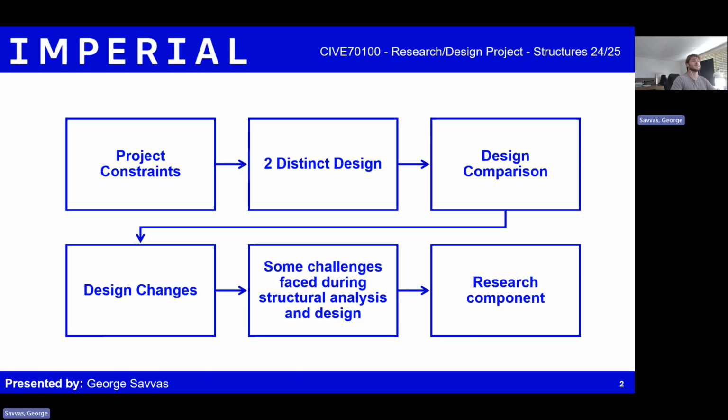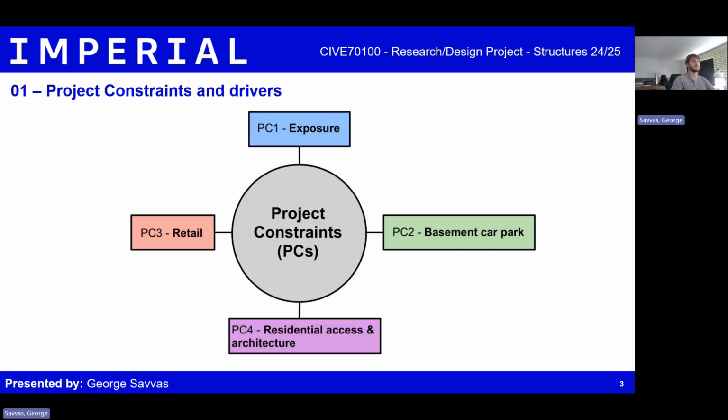Before beginning, I would like to briefly outline the structure of my presentation. I will start by introducing the key project constraints that guided the development of the two design schemes. I will then present these schemes, compare their merits, and identify the one selected as the final design. Following this, I will address the main challenges I encountered in the analysis and design of the final scheme. Finally, I will conclude with an overview of the research component.